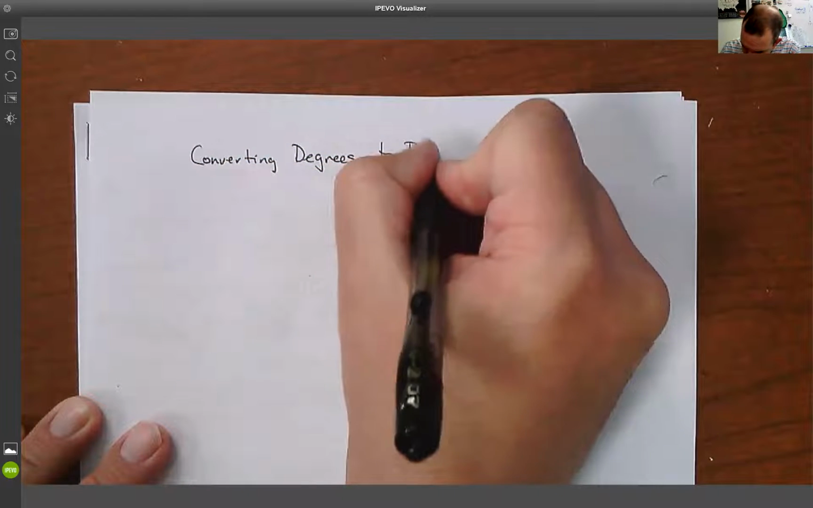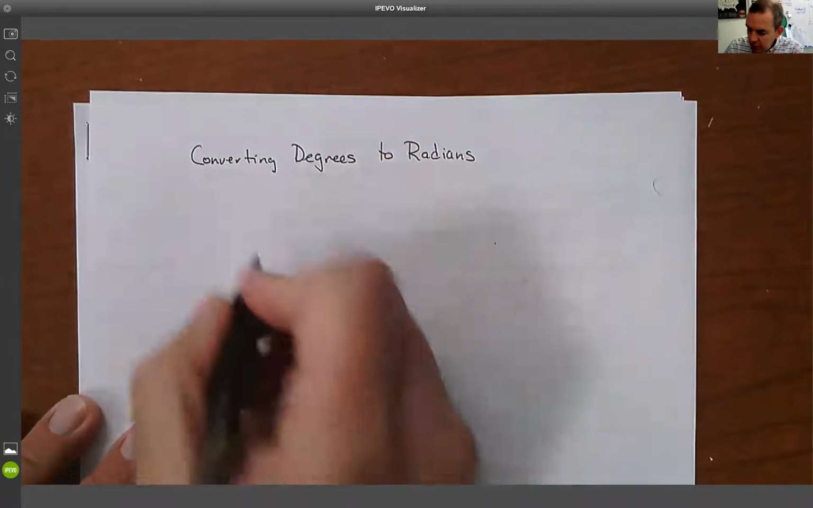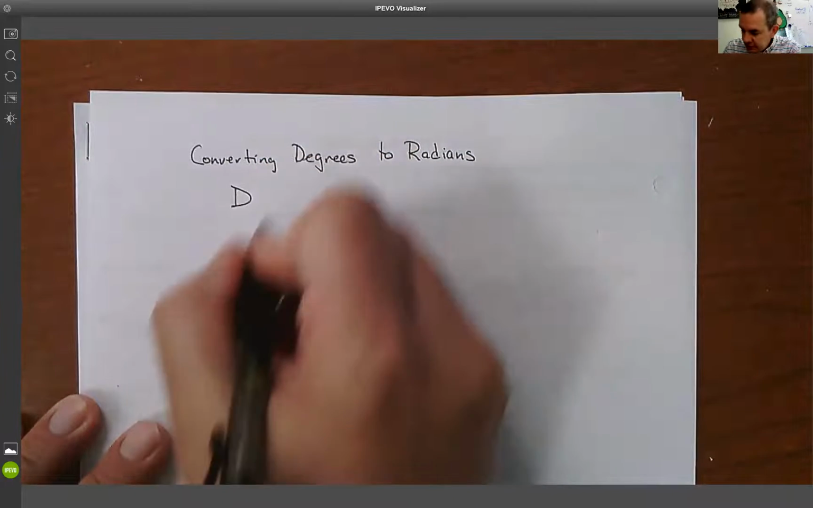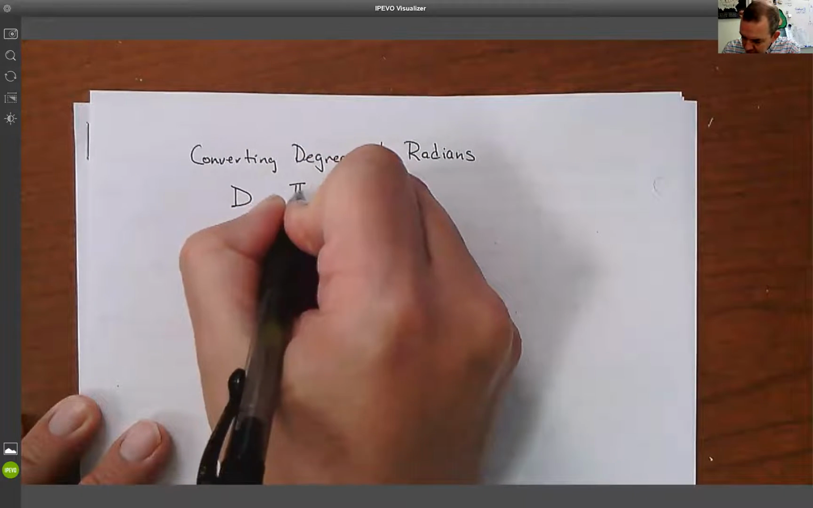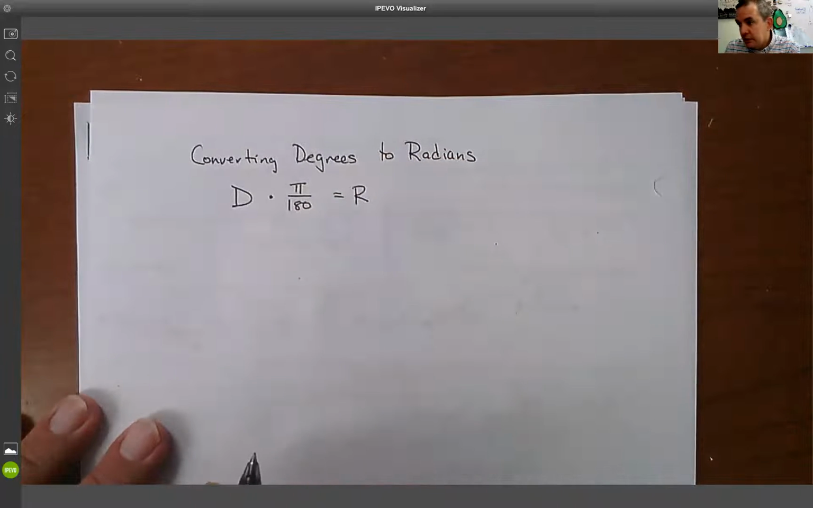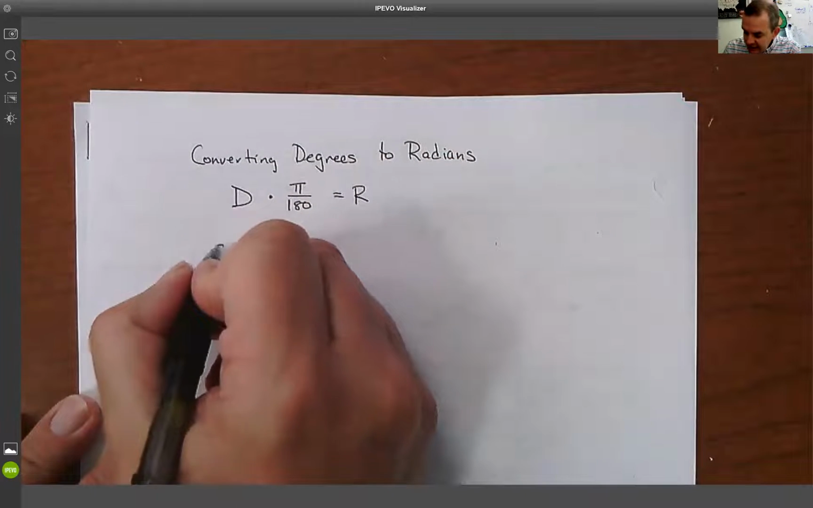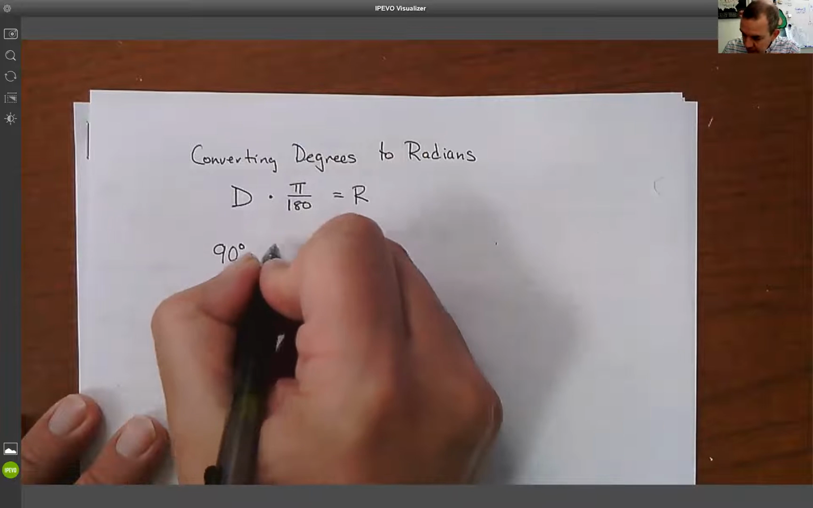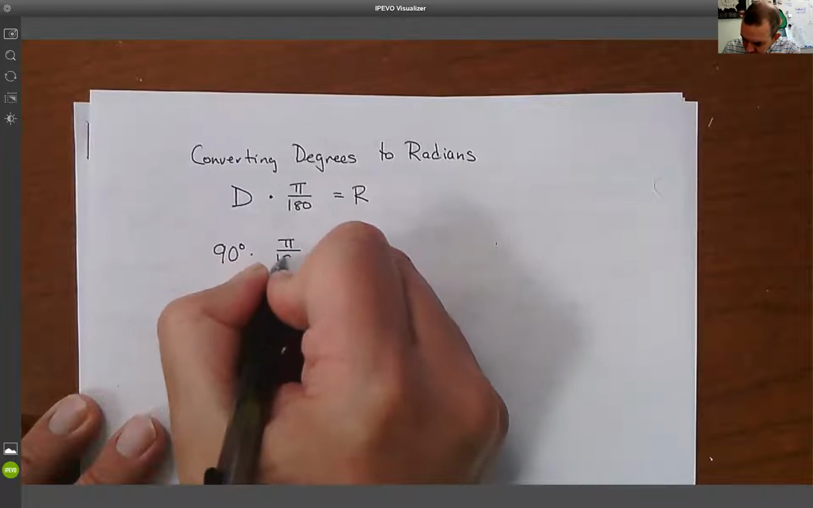So this is how we convert from one to the other. The number we're always going to use is this: we take our degrees and multiply times pi over 180, and that's going to give us our radians. So if I said I had a 90-degree angle, I'd multiply it times pi over 180.